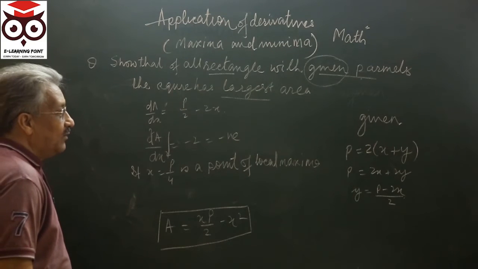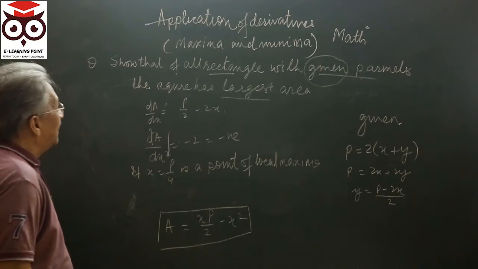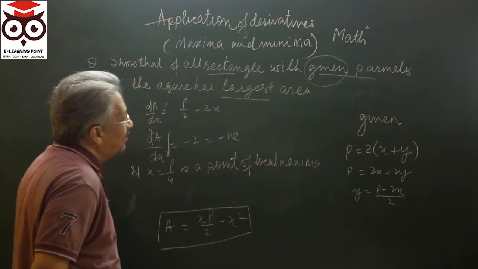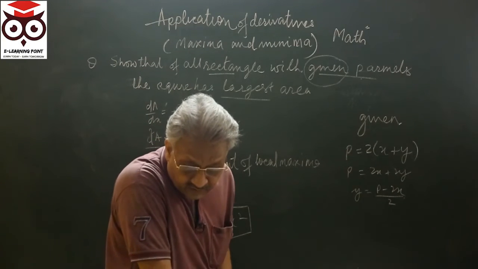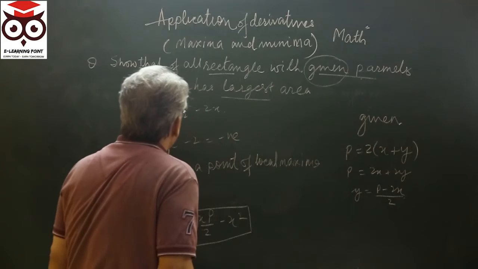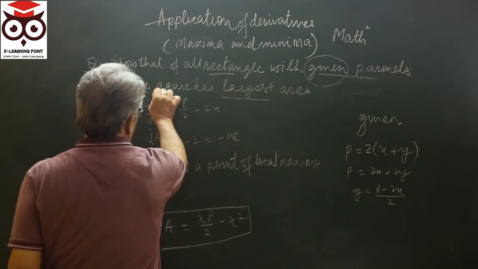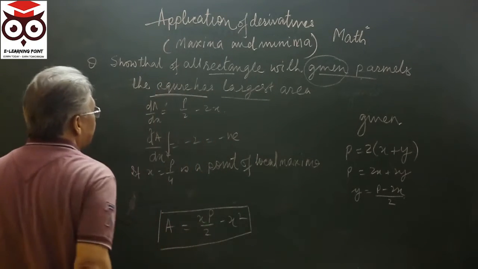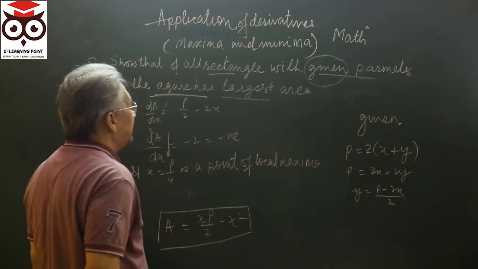Now I want to discuss another condition also. Here in the question, another question is given: square has the largest area. Square. Now focus at that point. What do you mean by the square?